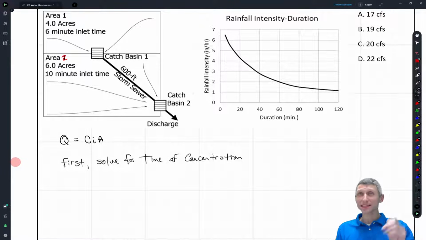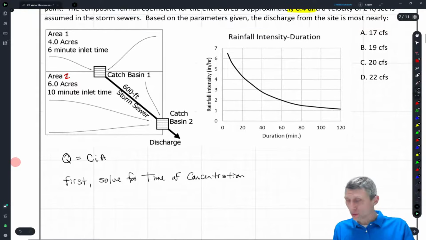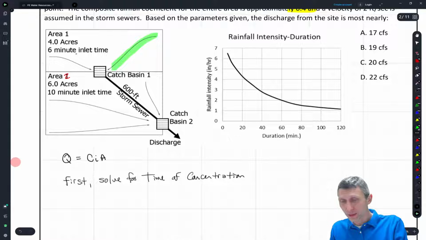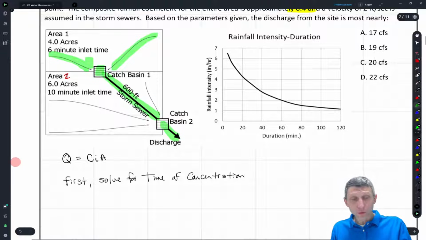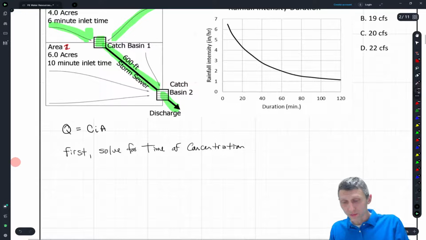So kind of the same thing's going to happen here, right? We have two different areas. We have area 1, and we're bringing water in from area 1. It comes down to this catch basin, and then it goes through the storm sewer and goes out. So we want to find the time of concentration for that area. I'm just going to call this TC1, and that's going to be our time of concentration for that area.